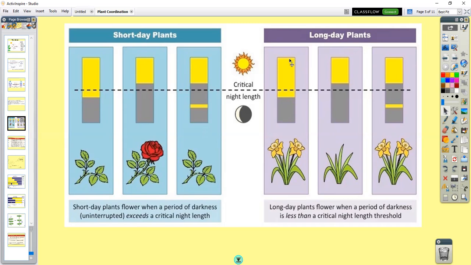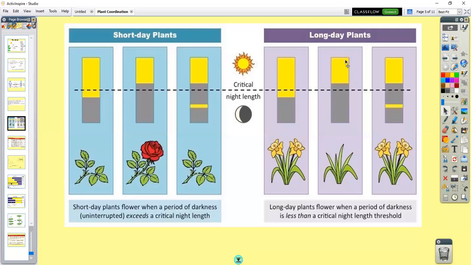For long day plants, as it suggests, they need a longer day, so they need high levels of P730 to bring about flowering. So we can see here a long period of light. So P660 converted to P730, short period of darkness, so that's not enough time for the levels of P730 to drop below that critical value. So it has a stimulatory effect, the high levels of P730, so therefore brings about flowering.